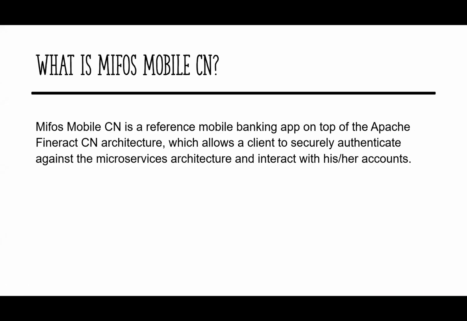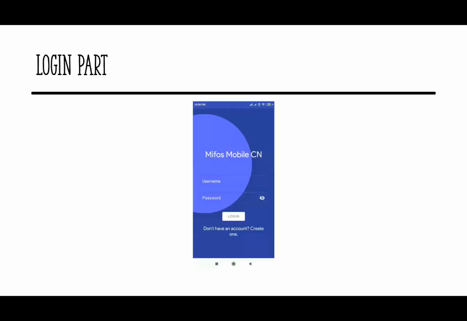So with this, let me first give a brief about the First Mobile CN. The First Mobile CN is a customer-facing app built on top of Fineract CN. It allows all the basic features and the microservices for a customer. Now we will walk through all the features that I have implemented.